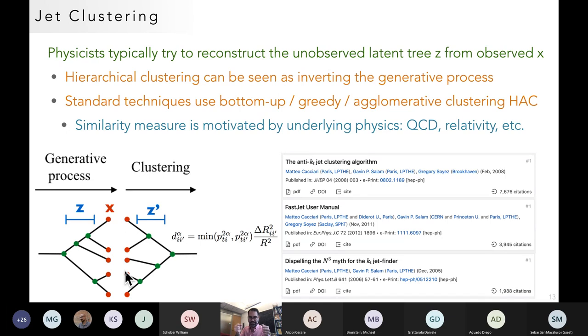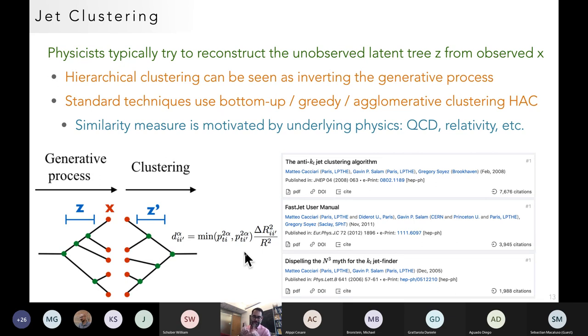So you start with two things and you decide who to pair together, and then you add another one and you just keep clustering together more and more. And we use a physics-informed notion of similarity, which I wrote down here, which has to do with essentially the momentum of the two particles that you're considering and the angle between them. It's motivated by issues in the theoretical understanding of the strong force and special relativity and stuff like that, which I won't really go into. But the main point is that there's a physics-informed notion of how far apart two particles are.